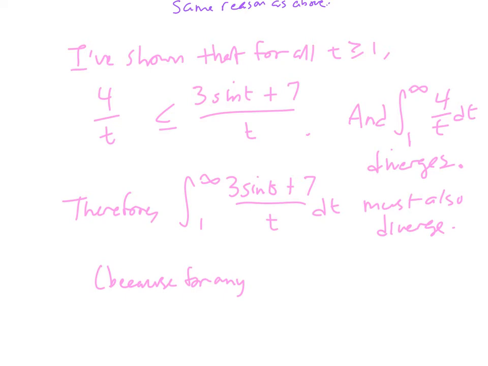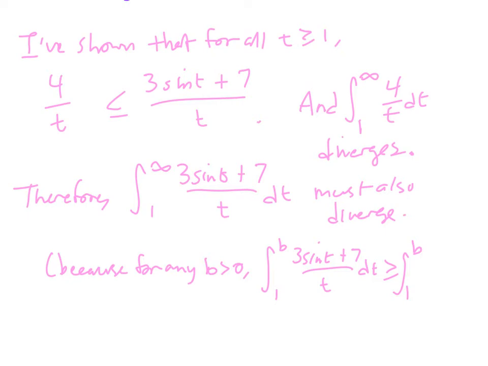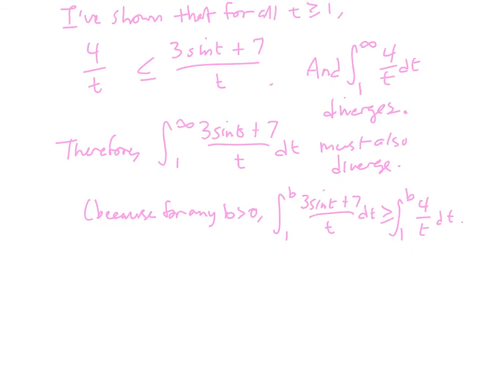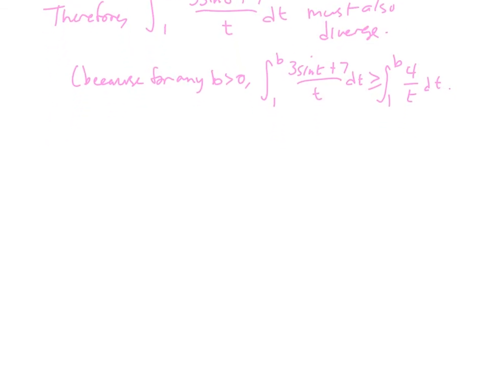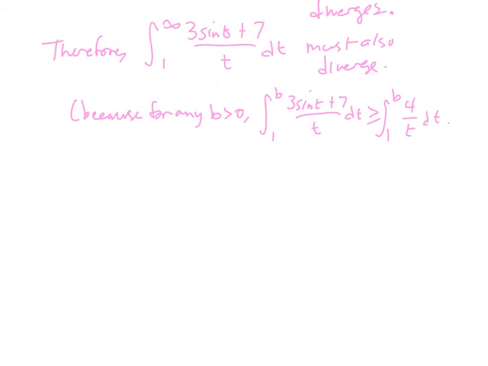for any b greater than 0, the integral from 1 to b of 3 sine of t plus 7 over t dt is greater than or equal to the integral from 1 to b of 4 over t dt. And because this integral is going to infinity, this integral must go to infinity as well. Okay, this is an instance of a more general principle. Now I want to tell you straight up what the general principle is, because this is what you'll need to know the most from this section. So we've concluded that the integral that we were thinking about diverges.